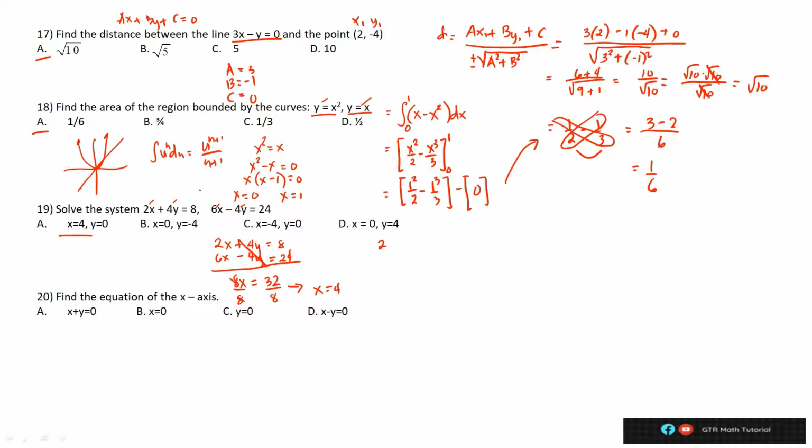So this is equation 1: 2x plus 4y minus 8 equals 8. So 2 times 4 plus 4y equals 8. So y equals 0 is indeed the result, because 2 times 4 is 8 plus 4y equals 8. Subtract 8 from both sides, so it cancels out. Therefore, we have 4y equals 0. Then divide both sides by 4. y equals 0, since 0 divided by 4 is still 0.